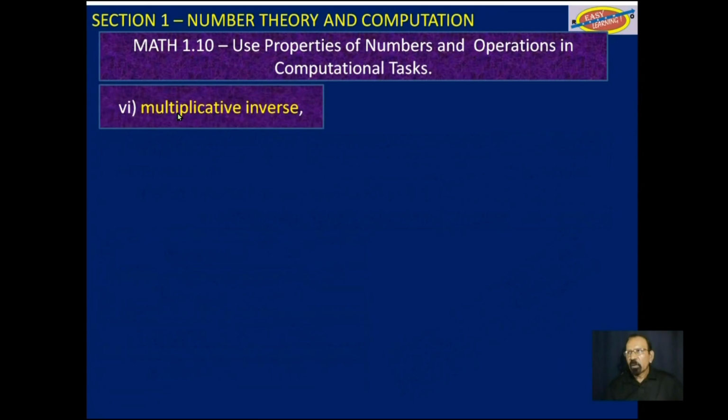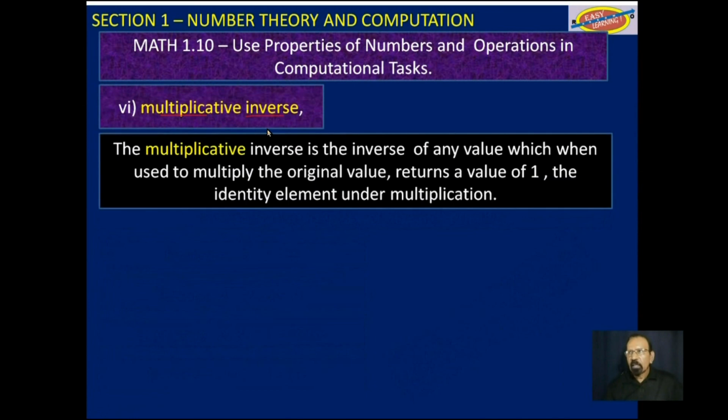6. Multiplicative inverse. Now, this one is a little more complex than the one we just looked at. The multiplicative inverse is the inverse of any value which, when used to multiply the original value, returns a value of 1, which is the identity element on the multiplication.